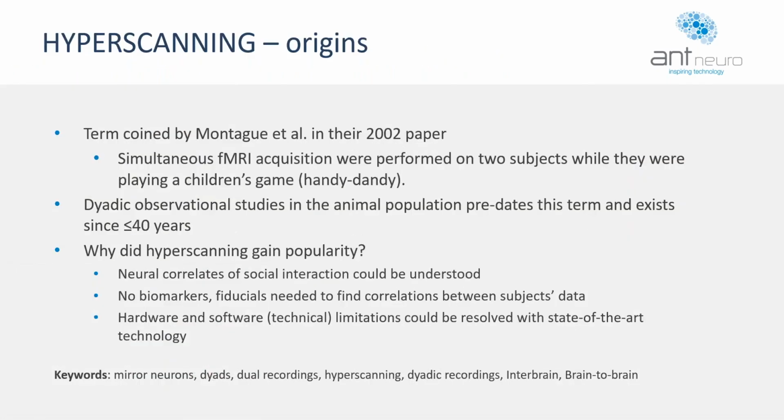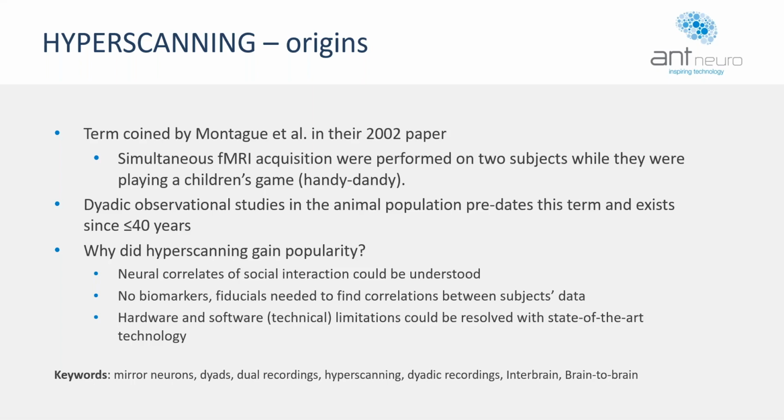But in terms of how hyperscanning as a term originated, the first time this was used, hyperscan was the term used by Montague et al. in the 2002 paper. In that paper, they were looking at simultaneous fMRI acquisitions from two subjects. These two subjects were playing a children's game called Handy Dandy. One subject would hold an object in their hand, and the other subject would have to decide or find out which hand actually held the object.